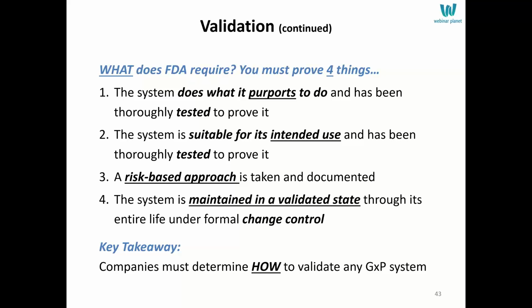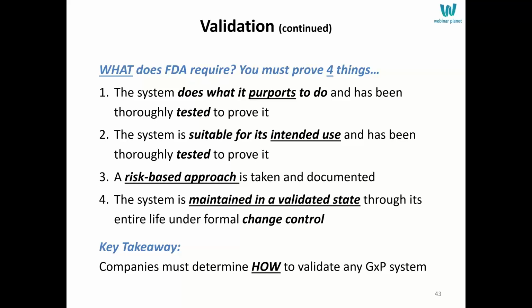So what does FDA require? Overall, you must prove 4 things. The system does what it purports to do and has been thoroughly tested to prove it. A second thing was added after the first guidance was issued, saying that the system must be suitable for its intended use and thoroughly tested to prove it. And intended use is what the subject matter expert, who is the user of the system and the owner of the data, must explain: how they intend to use the system in different scenarios for testing. And also a risk-based approach must be taken.